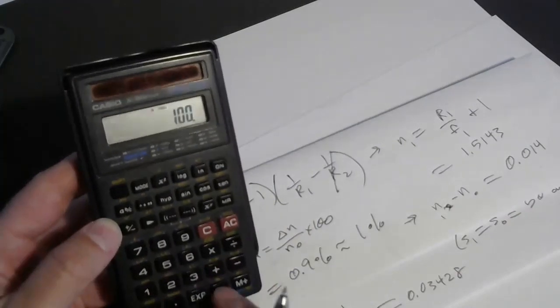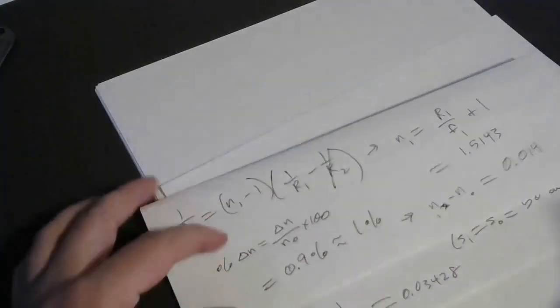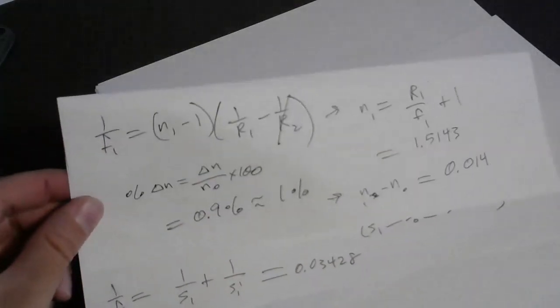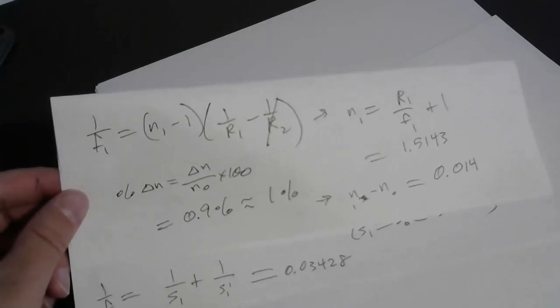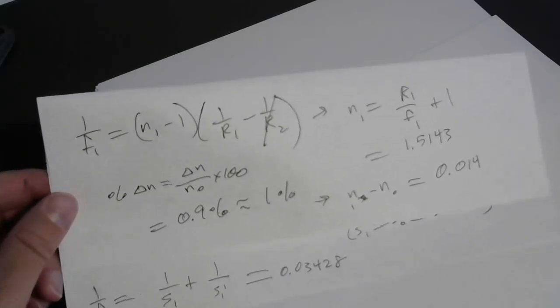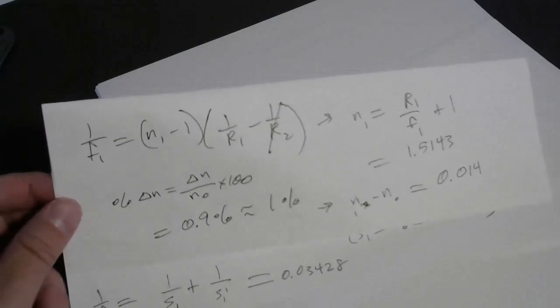Times 100. Right. Okay. A roughly 1% change in the index of refraction of this material. I don't know how reasonable that is for these so-called electro-optic materials, but generally speaking, 1% isn't a huge change, so maybe that would be achievable.